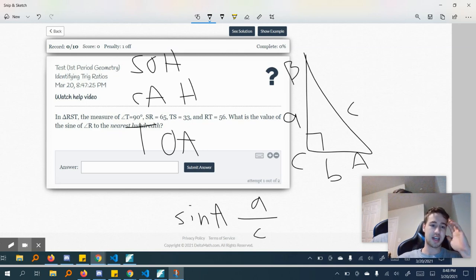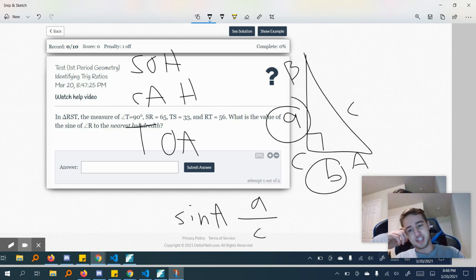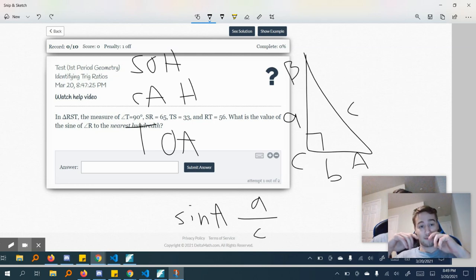This applies only in a right triangle, but these values are going to stay constant no matter what the lengths of the sides are. So cosine A is going to be little b over little c, because adjacent over hypotenuse. And tangent A is going to be opposite over adjacent, so little a over little b. So that's what those letters stand for. O is opposite, A is adjacent, meaning right next to, and H is hypotenuse.